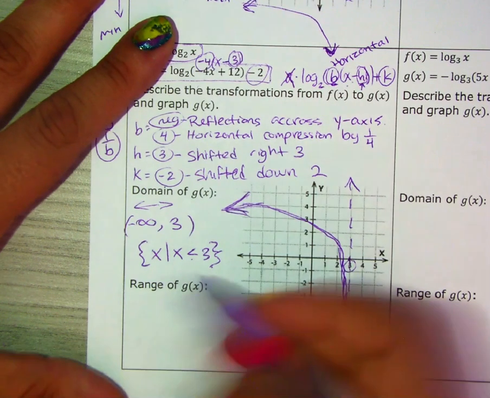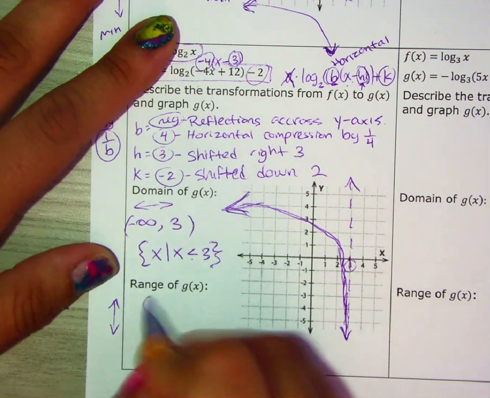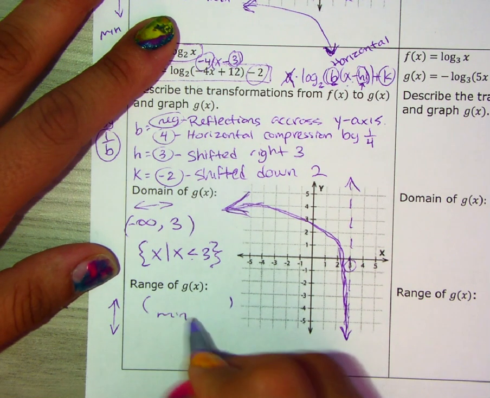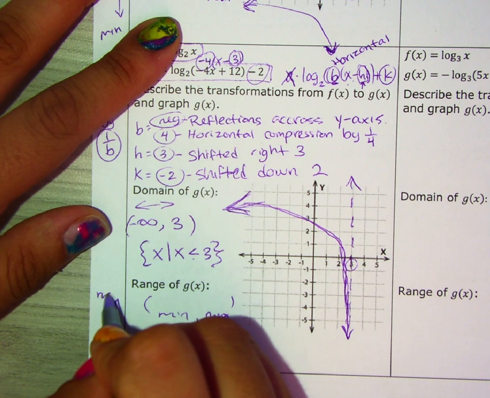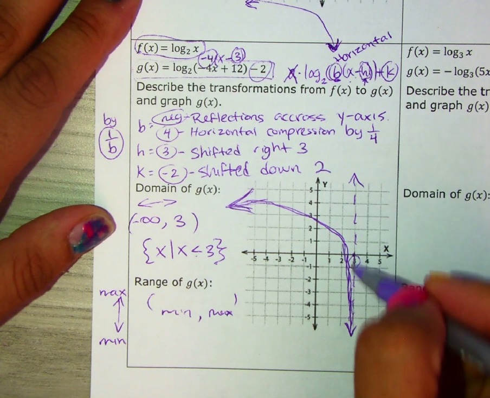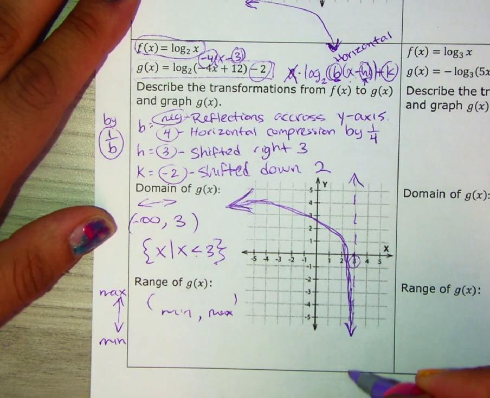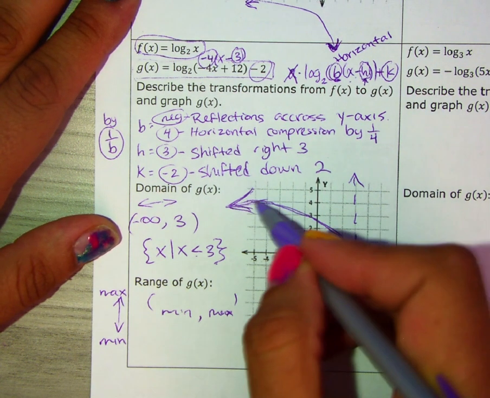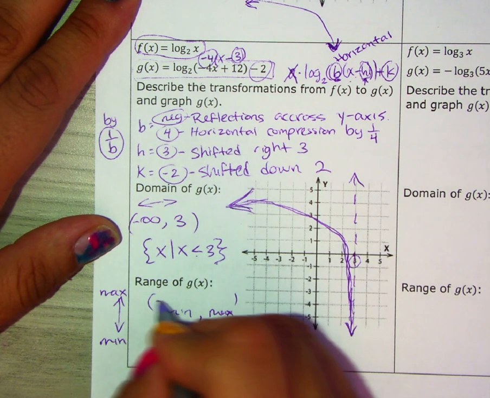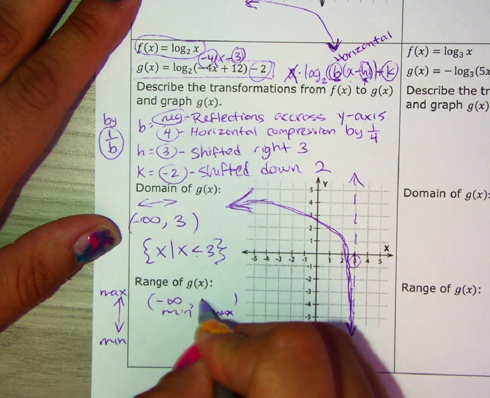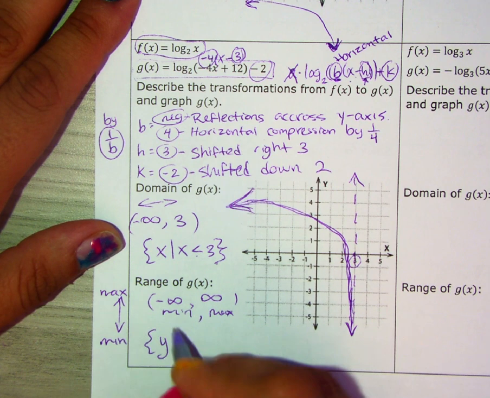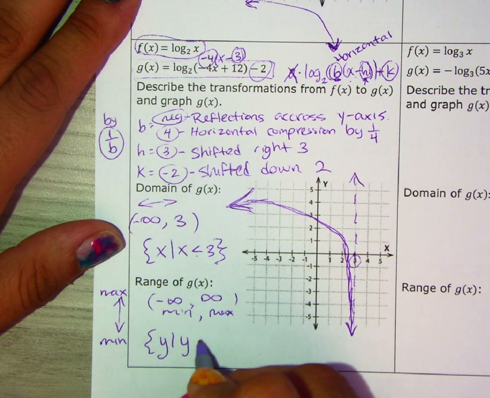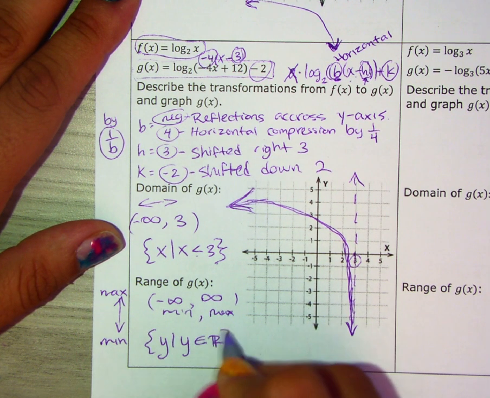For the range up and down, again, you want to start with the minimum, maximum after. Minimum is the lowest, maximum is the highest. The lowest that this graph goes is negative infinity, and the highest that it goes will be positive infinity. And that means your set notation will be y, such that y is an element of all real numbers.